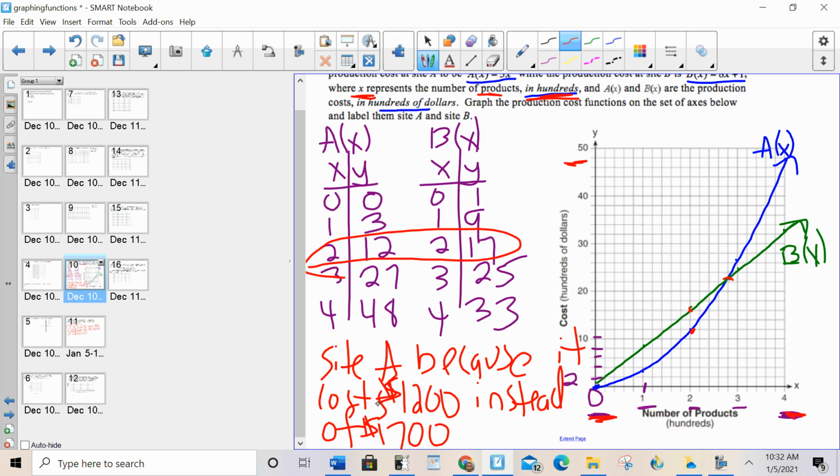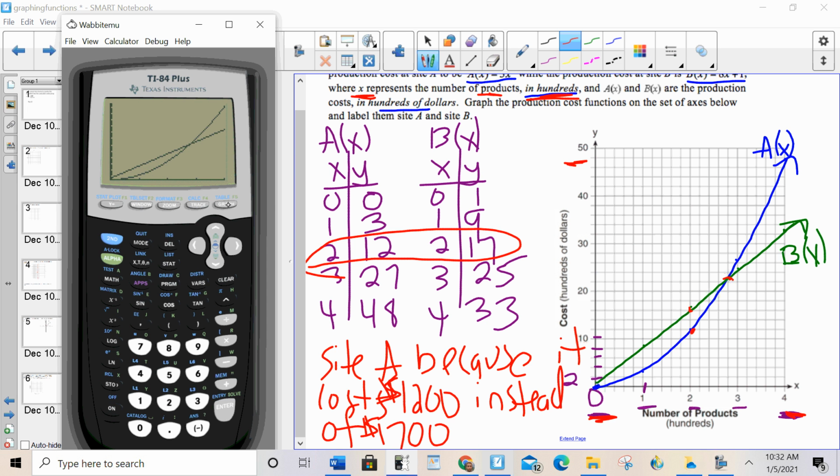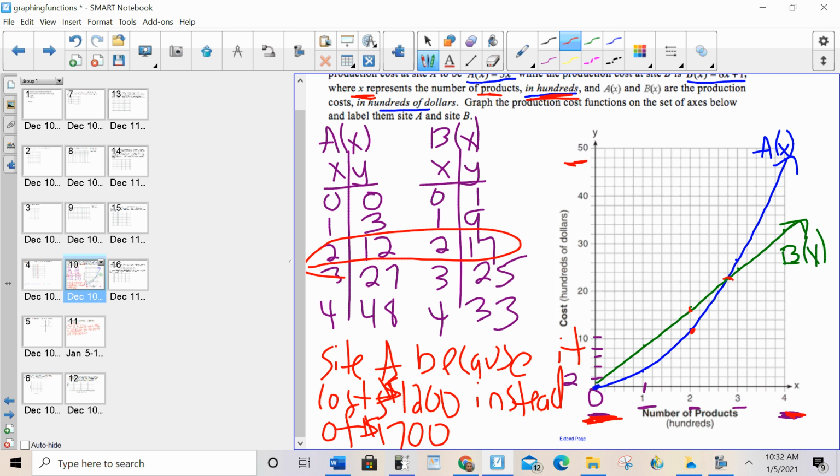That's it. It's a 6-point question. It's a lot of work. There's a lot of components to it, but we typed the equations into the calculator. We saw that it wanted the tables from 0 to 4, so I copied down the tables from 0 to 4. I plotted the points. I answered the follow-up questions.